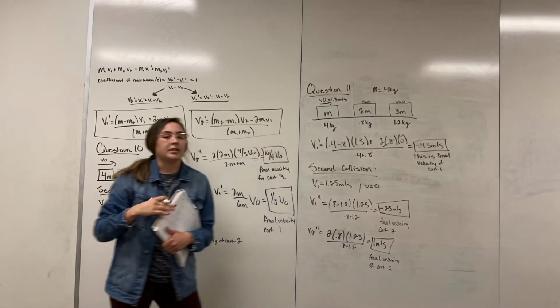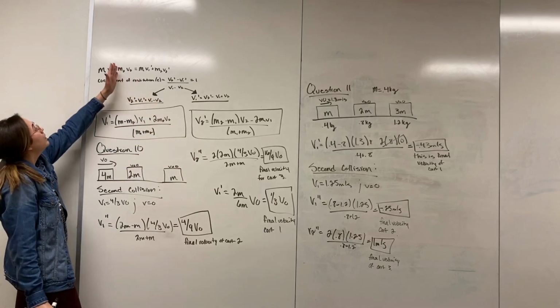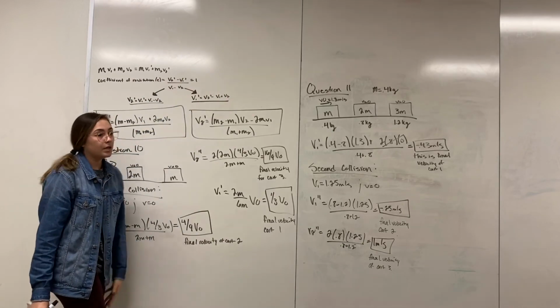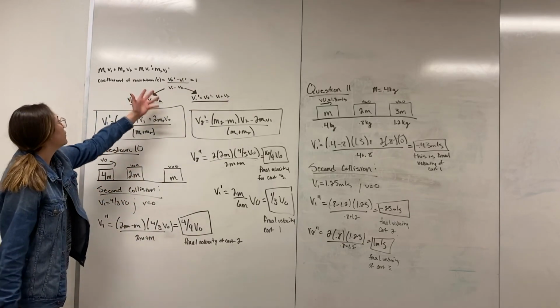So there you have it. That's the application of these two equations that we derived from m1v1 plus m2v2 equals m1v1 prime plus m2v2 prime, and of course with the presence of the coefficient of restitution E.